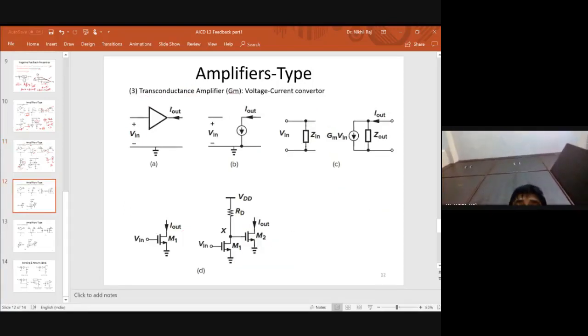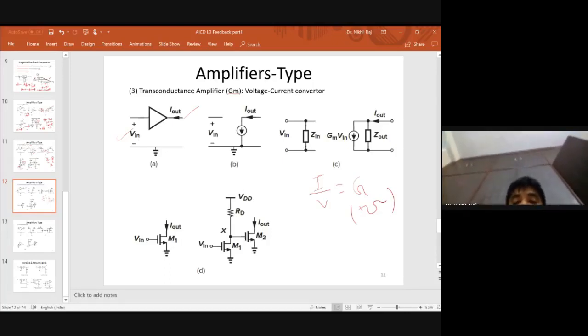The third type of amplifier is your transconductance amplifier. Now we have reversed the earlier condition. Now we are taking input as a voltage and output as a current. So what will happen here? Now it will be the ratio of I out by V in. When I am taking the ratio of I by V, then it is nothing but your G, 1 by ohm, that is the opposite of resistance. So it is called a transconductance amplifier, and it is also known as a voltage-to-current converter.